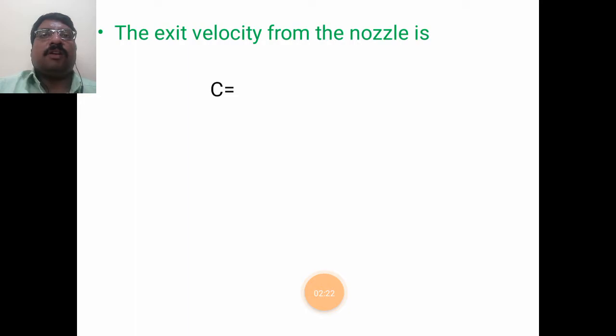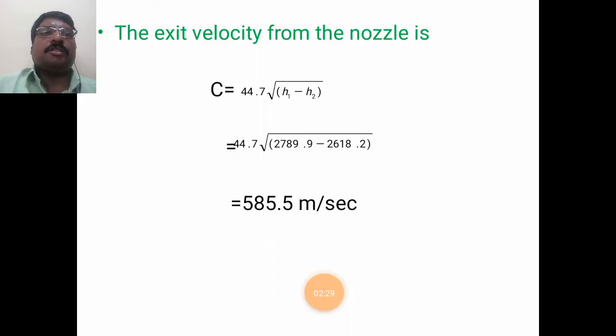Now the exit velocity of the nozzle can be taken as 44.7 into square root of H1 minus H2. We know the value of H1 and the value of H2, and if we substitute that, we get the exit velocity of the steam as 585.5 meter per second.